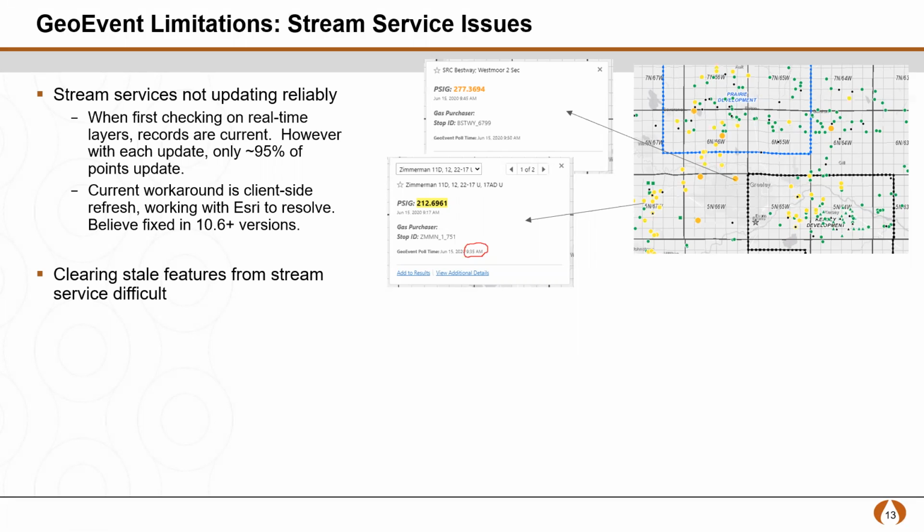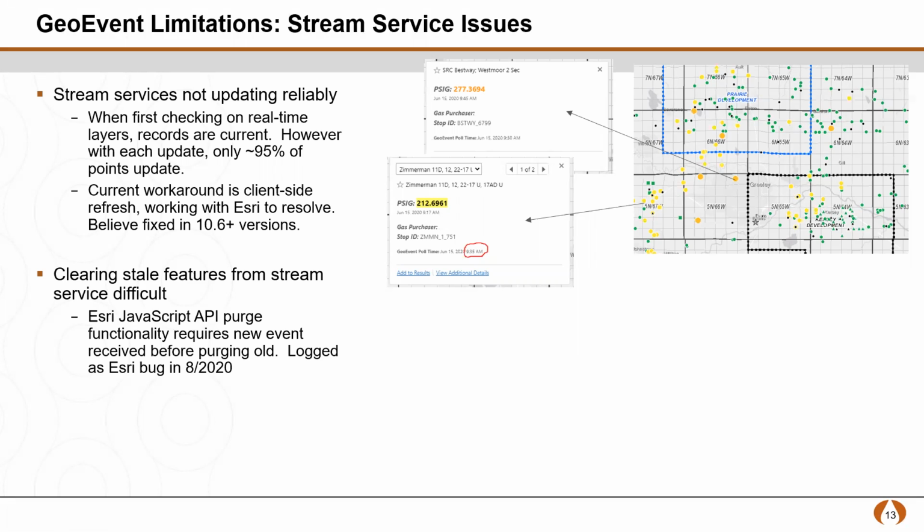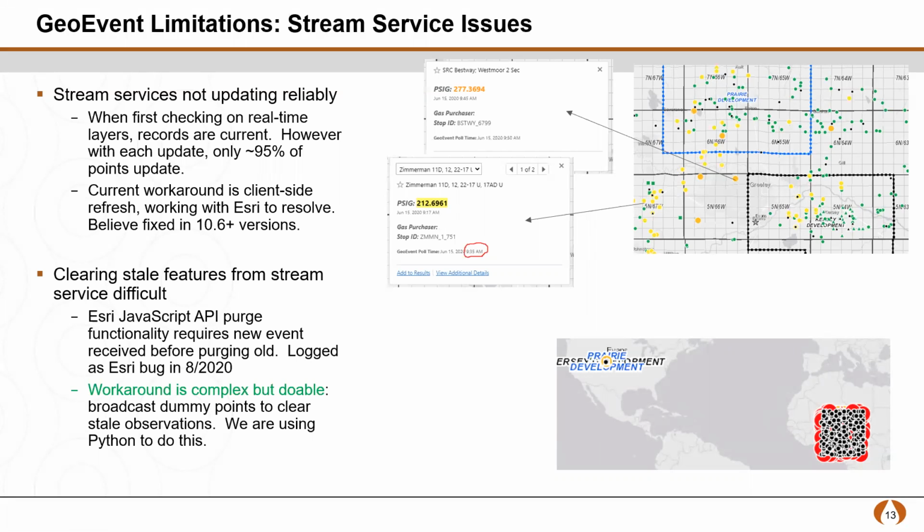And then another limitation with stream services is there's no way to clear a stale feature from the server side. You really need to do it on the client side. And there is functionality in the ESRI JavaScript API, which is kind of the back end of our GeoCortex web mapping application, to do this. However, it wasn't working the way we expected. And ESRI actually agreed with us that they're going to change the way that works, but it has not been implemented yet. So we had to do a workaround to clear our stale observations.